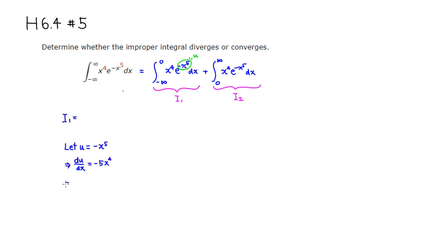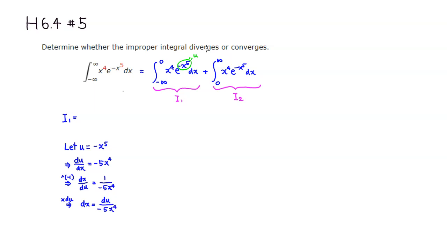Then we take the reciprocal of both sides so that we have a dx on top. So dx over du is equal to 1 over negative 5x to the fourth power. Then the last step is we want to isolate dx, so we multiply through by du. Now dx is isolated, which is equivalent to du over negative 5x to the fourth power.